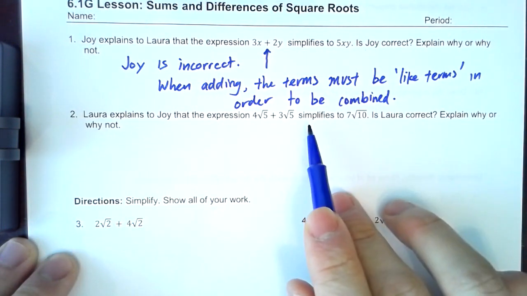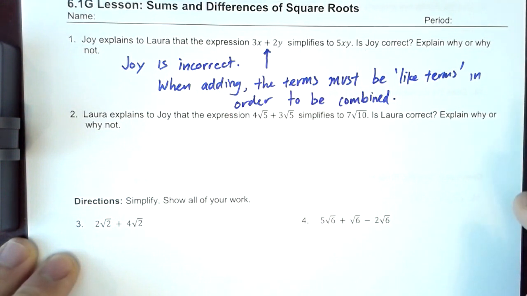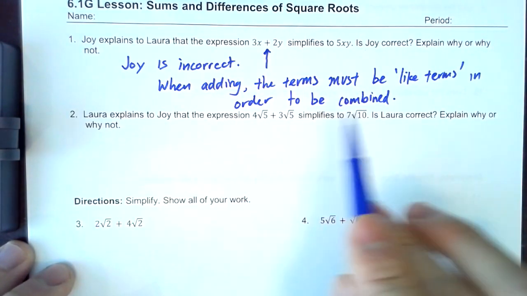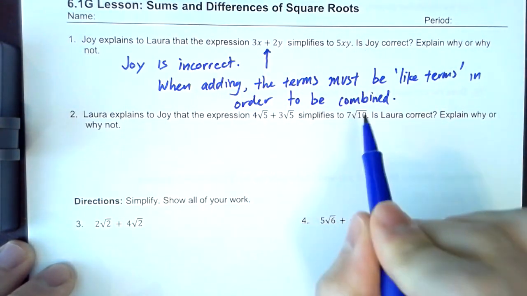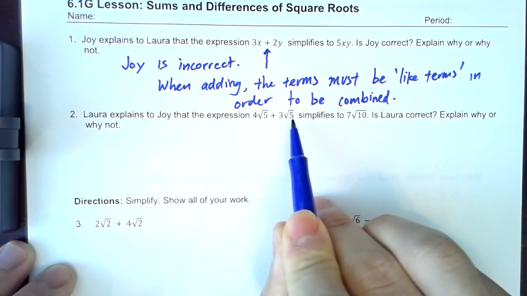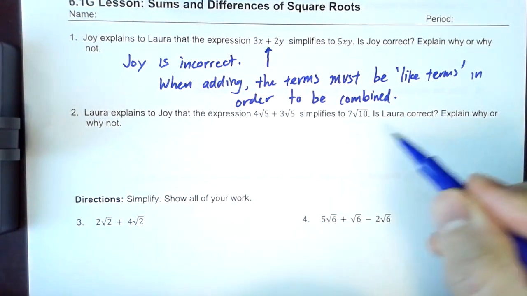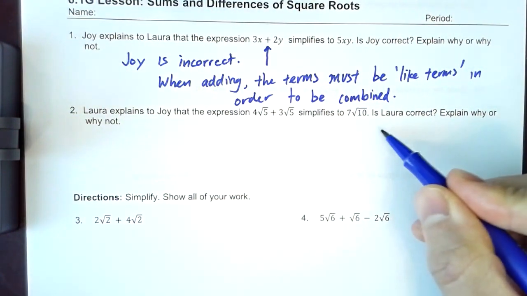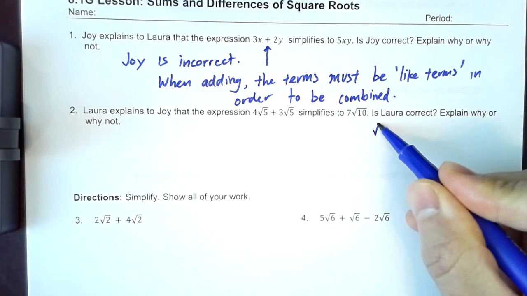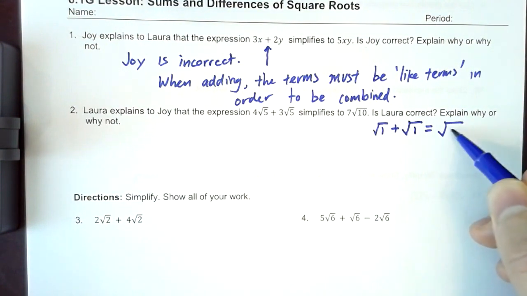So for number 2, it says, Laura explains to Joy that the expression 4 radical 5 plus 3 radical 5 simplifies to 7 radical 10. Is Laura correct? Explain why or why not. Okay, so I can see why Laura believes that 4 plus 3 gives you 7, and radical 5 plus radical 5 gives you radical 10. But we also have to be very, very careful here. So I'm just going to give you a quick example.